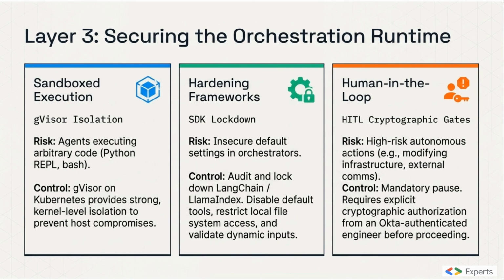The third layer protects the execution environment. AI agents often execute code dynamically, which introduces significant risk. Google Cloud offers gVisor sandboxing, which isolates workloads at the kernel level.